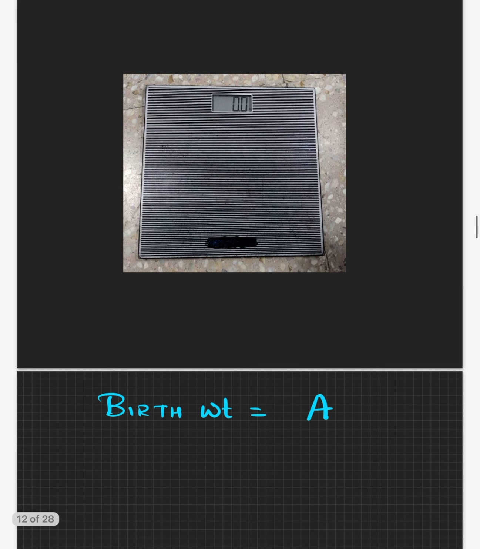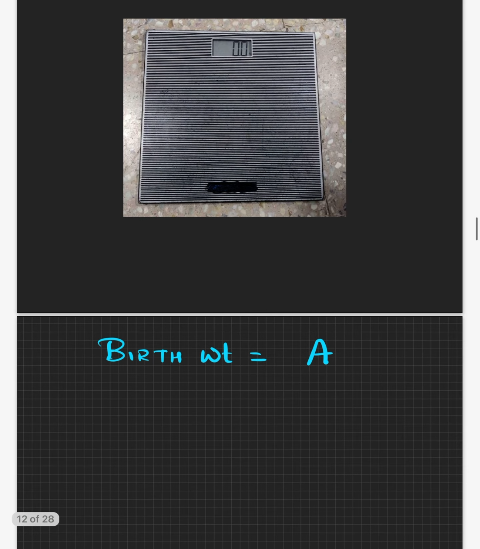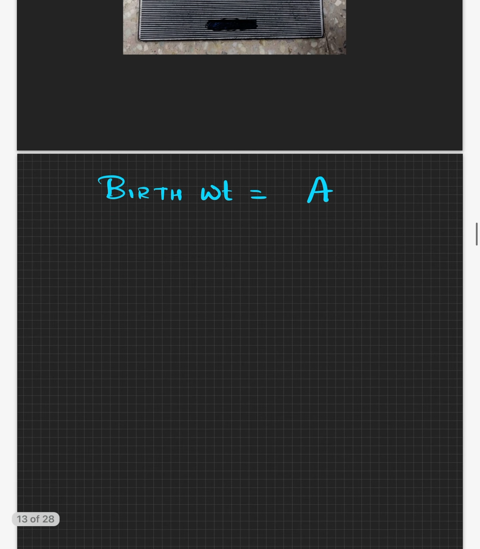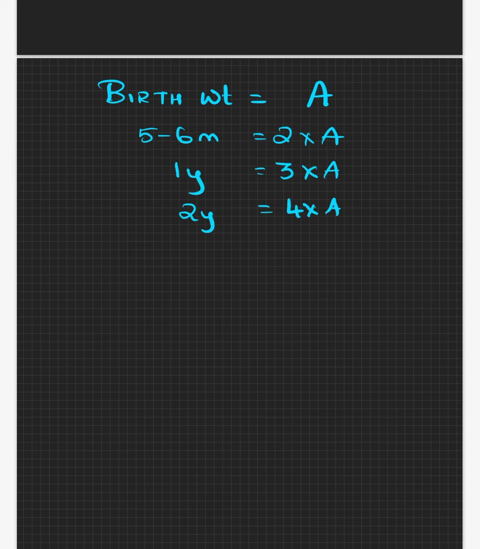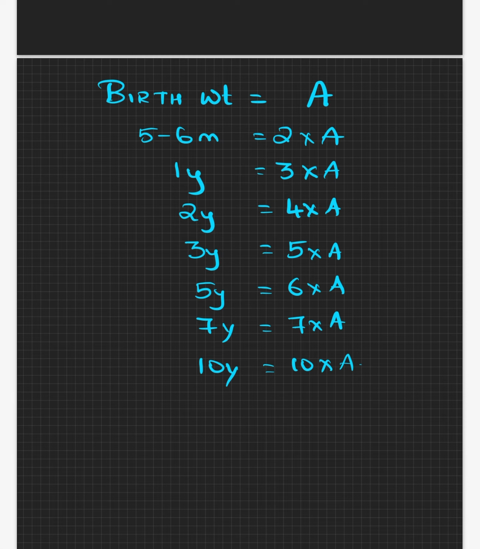Now we go for how the rate of growth of weight occurs. Suppose the birth weight is A kg, then it doubles by 5 to 6 months. The birth weight doubles, that is 2A. Then by 1 year it will triple, that is 3A. By 2 years it will quadruple, that is 4A. By 3 years it will become 5 times the birth weight. By 5 years it will become 6 times the birth weight. By 7 years, 7 times the birth weight. By 10 years, 10 times the birth weight. This is how the rate of growth of weight occurs.